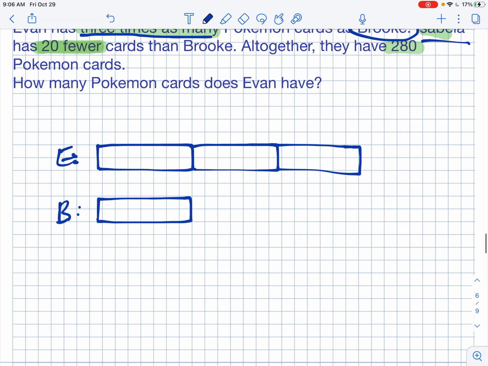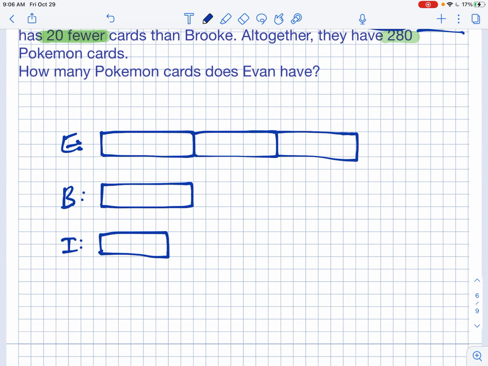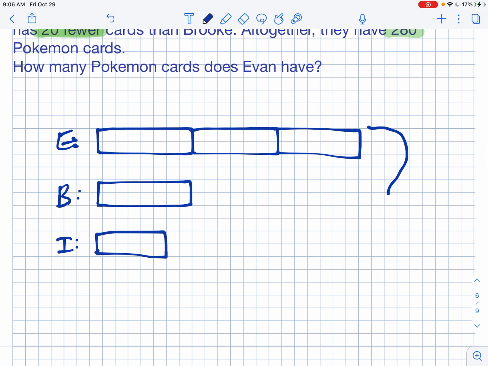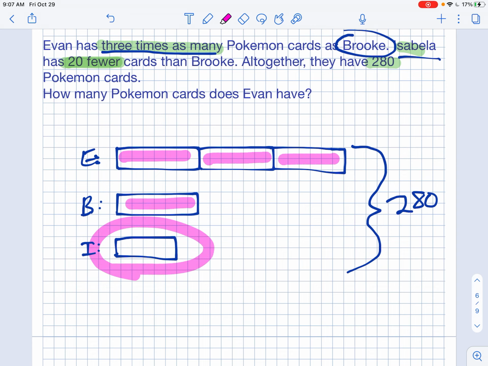Okay, now Isabella. Isabella has fewer than Brooke, so I will make a block for Isabella, but it's going to be shorter than Brooke's because she has fewer, right? She's got the least. And I know that altogether they have 280 cards. Now, what I would love to do is take 280 and divide it by 1, 2, 3, 4 blocks, but I can't because Isabella's block is not the same size, right? When you divide, you need to divide evenly.